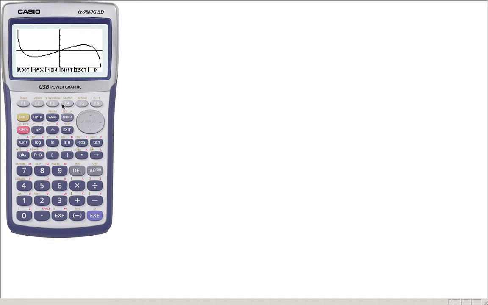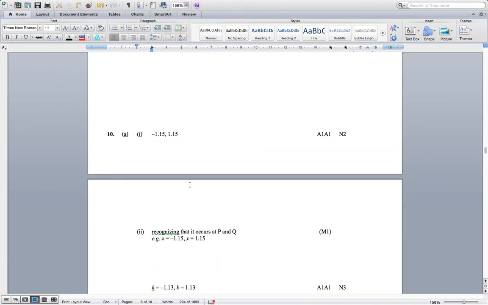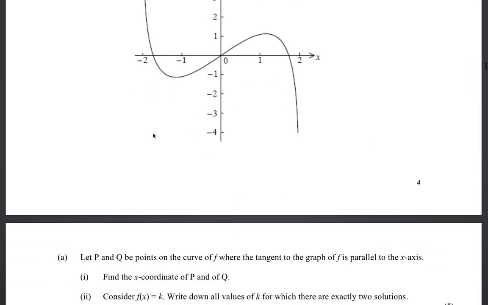So G solve minimum. So x value is minus 1.15. So that is the x coordinate of P. Let me find the maximum point, x coordinate. So 1.15 here. So the x coordinate of Q is plus 1.15. So the answers are minus and plus 1.15. So that is right. So let us look at the second part.